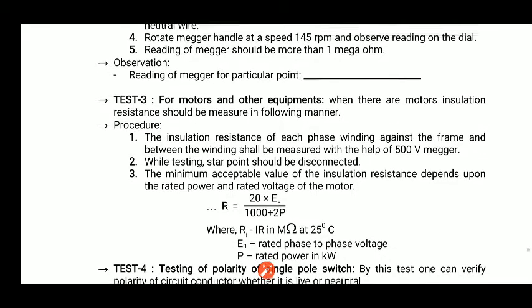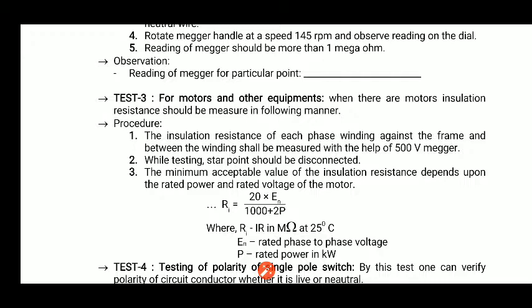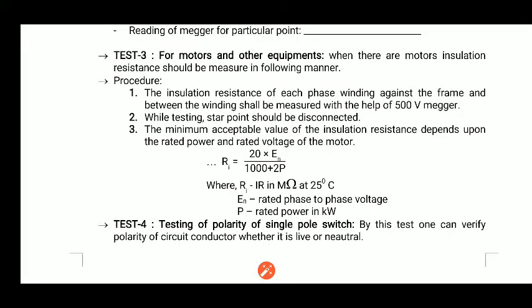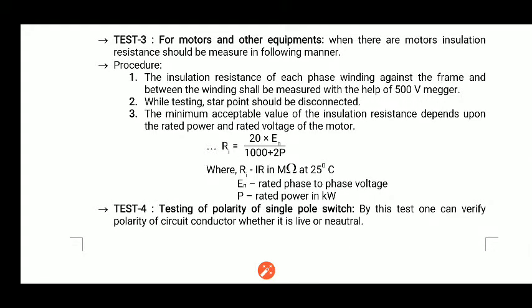Next, while testing, the star point should be disconnected. And third, the minimum acceptable value of the insulation resistance depends upon the rated power and the rated voltage. The resistance R is equal to 20 into E divided by 1000 plus 2P, where R is the insulation resistance in megohm at 20 degrees Celsius, E is the rated phase to phase voltage, and P is the rated power in kilowatts.